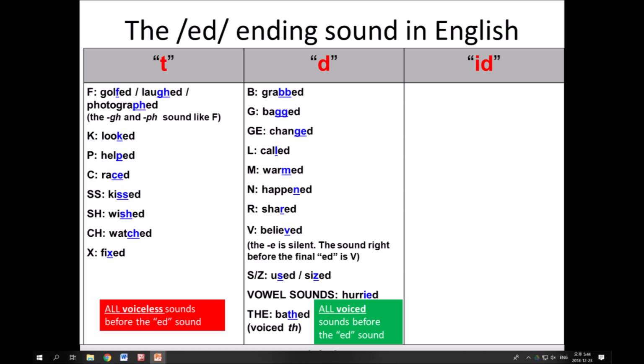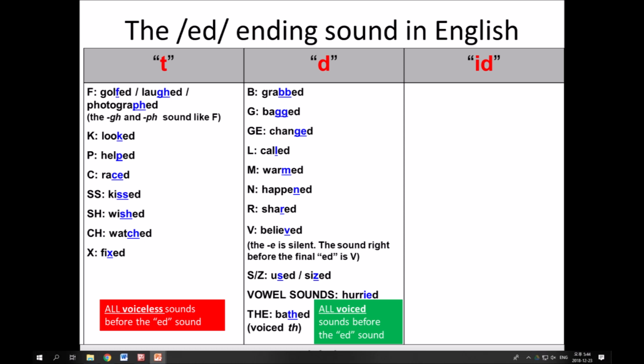And for the D, the ED ending pronunciation, these are all voiced. So B, G, J, L, M, N, R, V, Z, and the vowel sounds and the voiced TH. Okay, so that's just a little tip for you there.